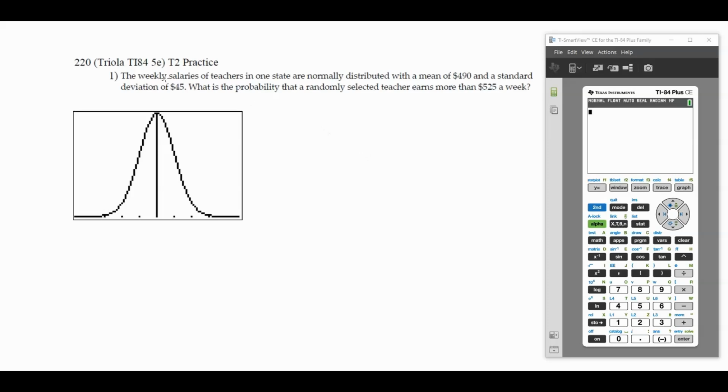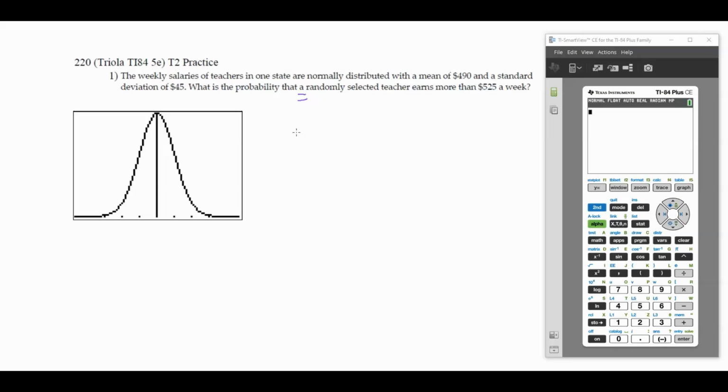So the first question says the weekly salaries of teachers in one state are normally distributed with a mean of 490 and a standard deviation of 45. And it asks what is the probability a randomly selected teacher earns more than $525 a week. So I'm emphasizing a randomly selected teacher. That's one teacher.